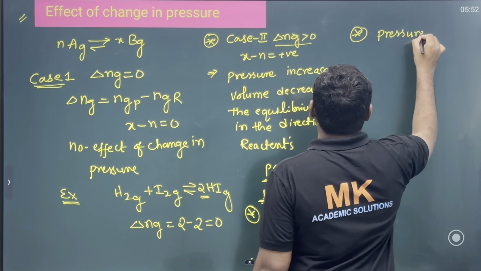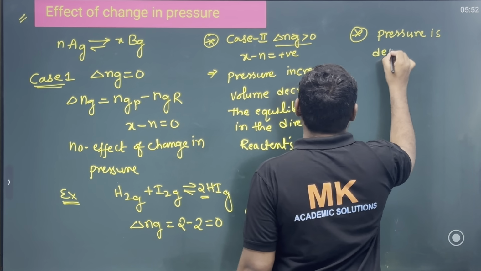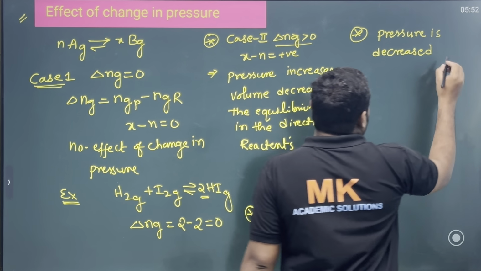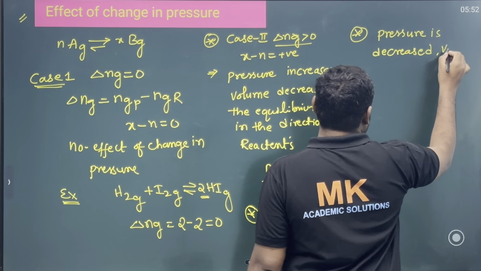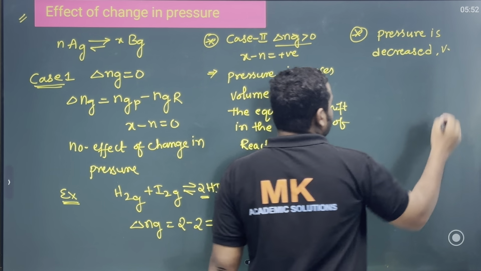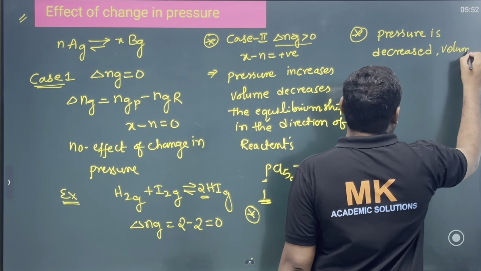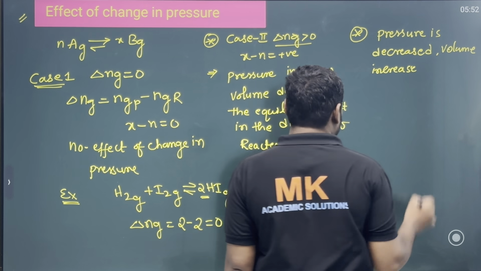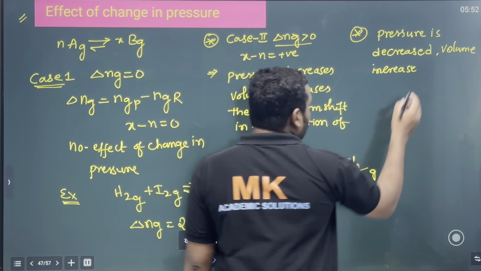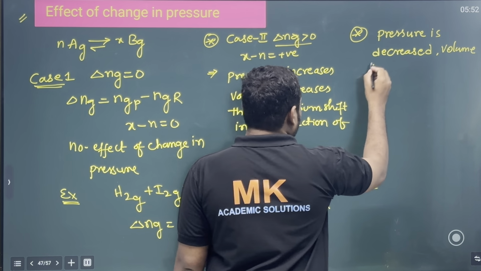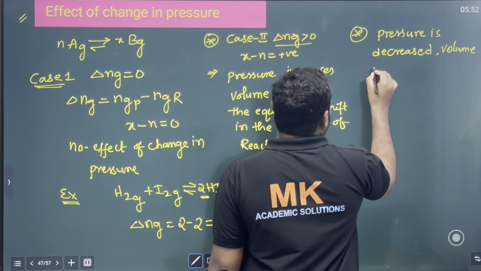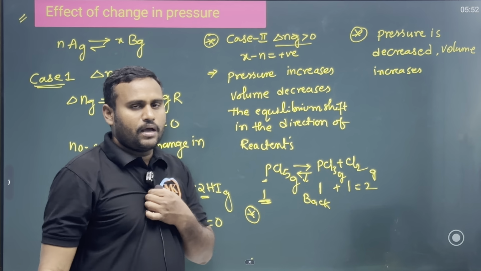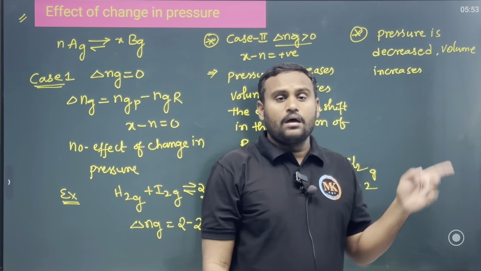if pressure is decreased, what will happen? If pressure is decreased, volume is going to increase. Pressure decreases means volume increases. So if volume increases, what will happen, children? The equilibrium shifts towards the product side.